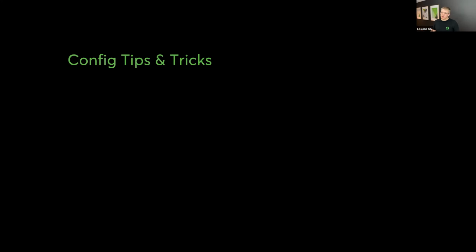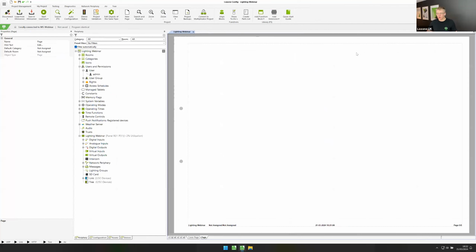So, moving on to config tips and tricks. The first thing I'm going to do is show you the DALI Air. I've got a couple of DALI fittings here. Now these are just DALI lighting. We haven't got any inputs, but I'm showing you how easy it is to implement with Loxone. So let's go across to Loxone Config.